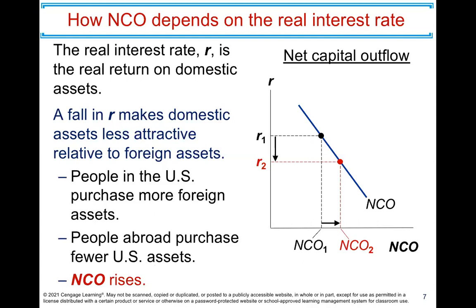So NCO rises. That means that Americans are going to now buy a lot of other assets, a lot of German or Japanese assets, and no one is going to buy American assets. So that means that NCO increases. No one wants to buy American assets because they give such a low rate of return. It used to return 5, now only returns 2. Yuck. Let's get rid of it, and then we go and we buy something else.